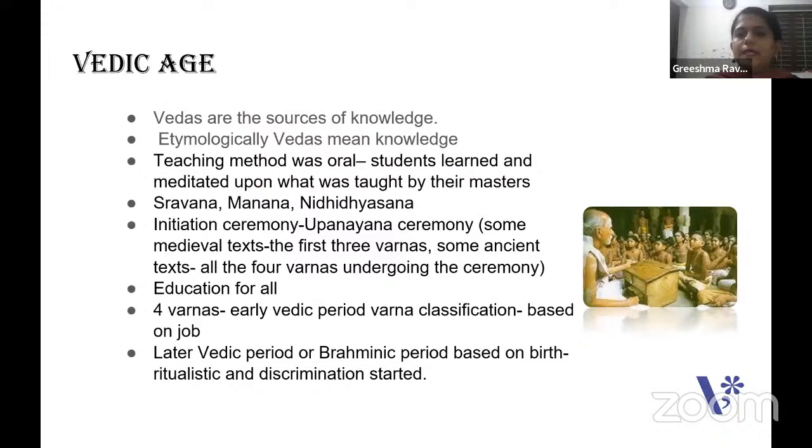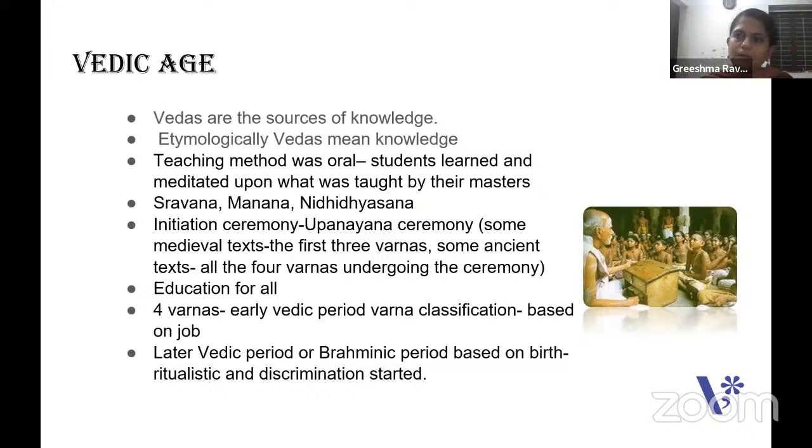Then in some texts, the Upanayana ceremony is only practiced for the first three varnas. Okay, which are the first three varnas? Remember the Chaturvarna system. Yeah, Brahmana, Kshatriya, Vaishyas. That means only these three varnas can undergo Upanayana ceremony. That information was mainly based on medieval texts. But in ancient textbooks, they have given importance to the idea that the Upanayana ceremony was given for all those who were interested in having education.